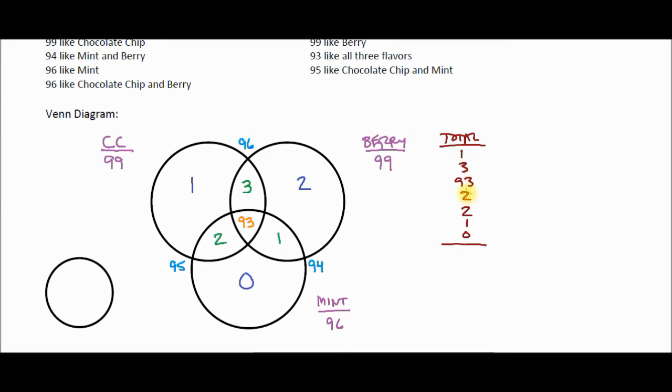3, 4, 5, 6, 7, 8, 9, 10, 11, 12. We got 12 here. Carry the 1. 1, 9 and 1 is 10. 102. Oh, that worked out nice.